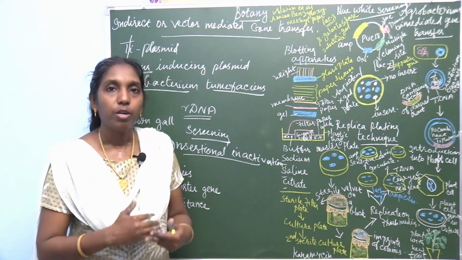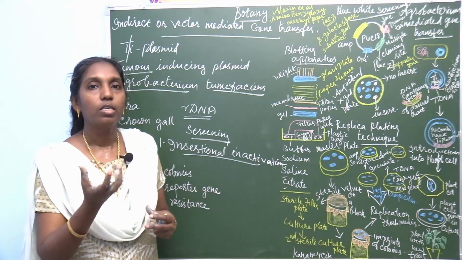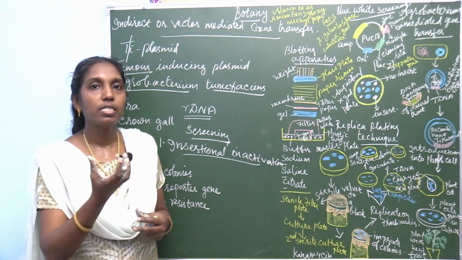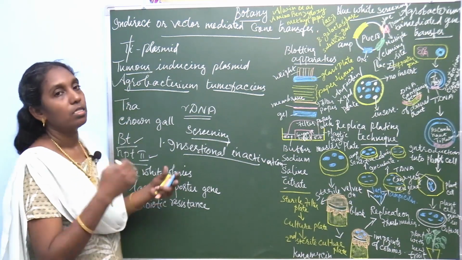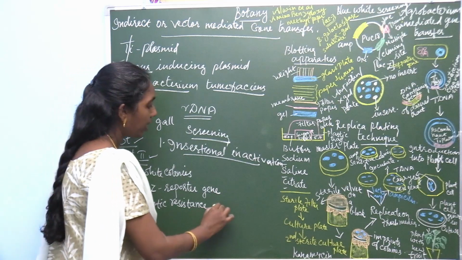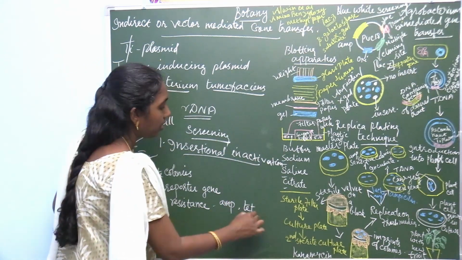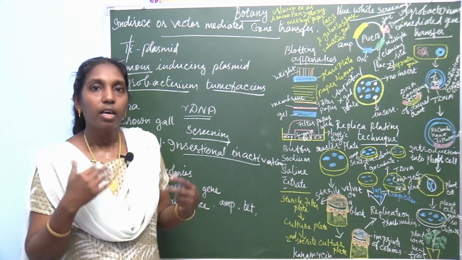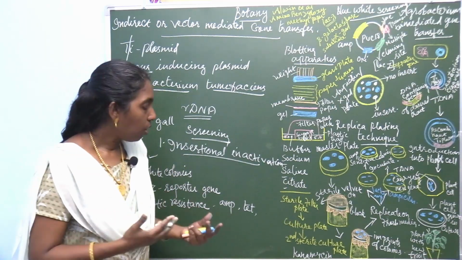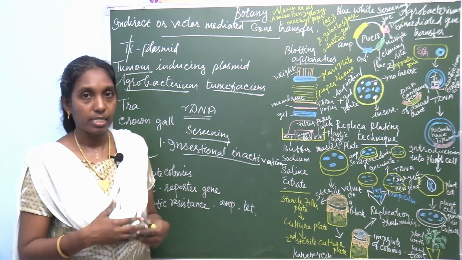Based on this antibiotic resistance, the colonies are grown on a substrate which contains ampicillin, or tetracycline, or some other antibiotic such as kanamycin. So kanamycin is also used for antibiotic resistance.